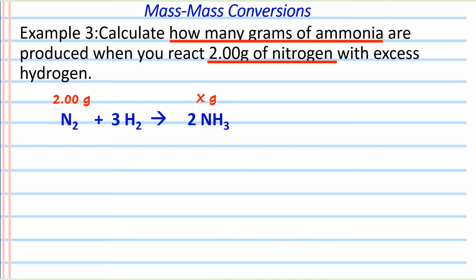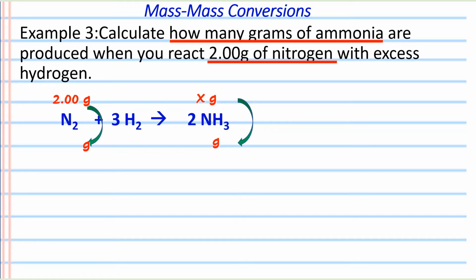And if we keep reading, it says with an excess of hydrogen, which is just letting us know that there is plenty of hydrogen, and we're going to use up the entire 2.00 grams of nitrogen in this reaction before it stops. So the first step was to write the information from the question above the balanced reaction, which we just did. The second step is to drop our units. So since there's grams above the nitrogen, we're going to put grams below. And since there's grams above the ammonia, we're going to put grams below the ammonia as well.